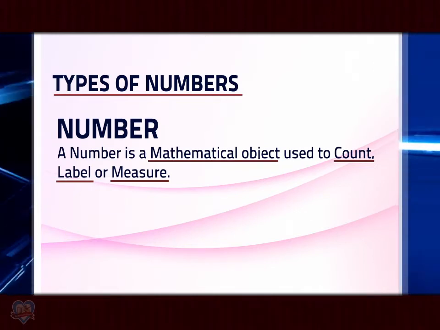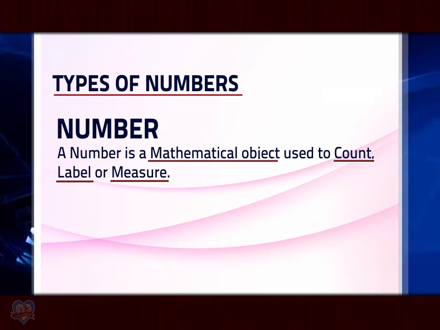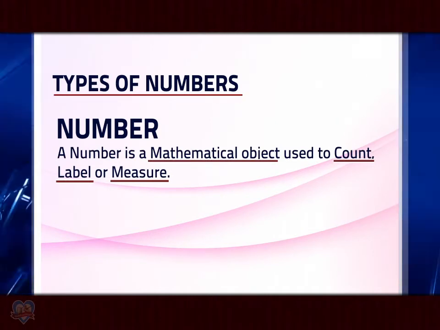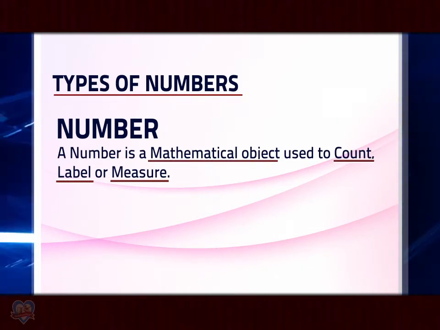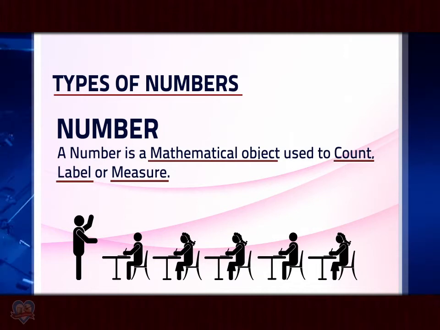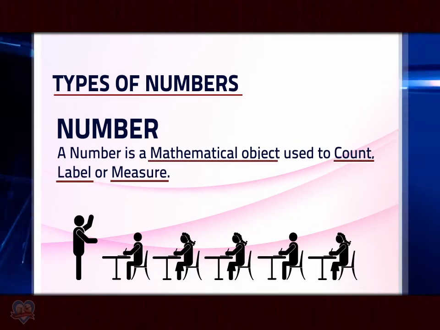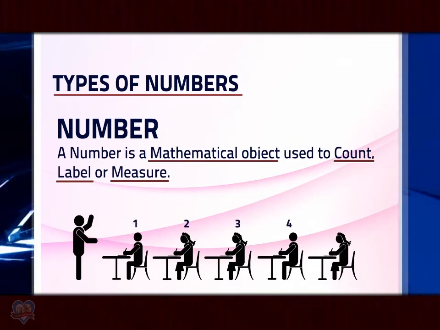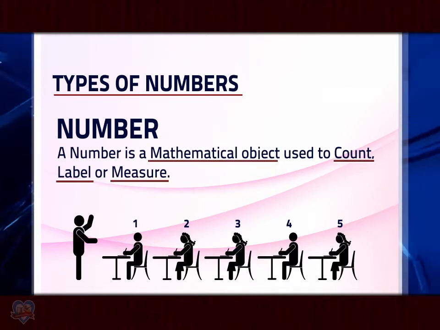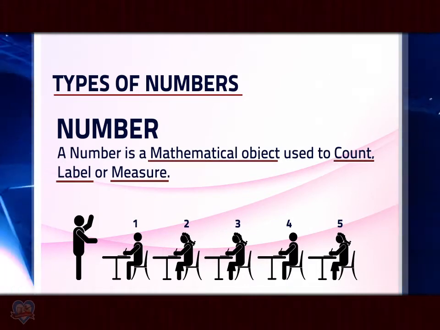If we talk about counting, we mean counting items. For instance, if I'm interested in the number of people seated in a room, I would use numbers to count them. I would say 1, 2, 3, 4, 5. I'm using numbers to get the number of people seated in a room.